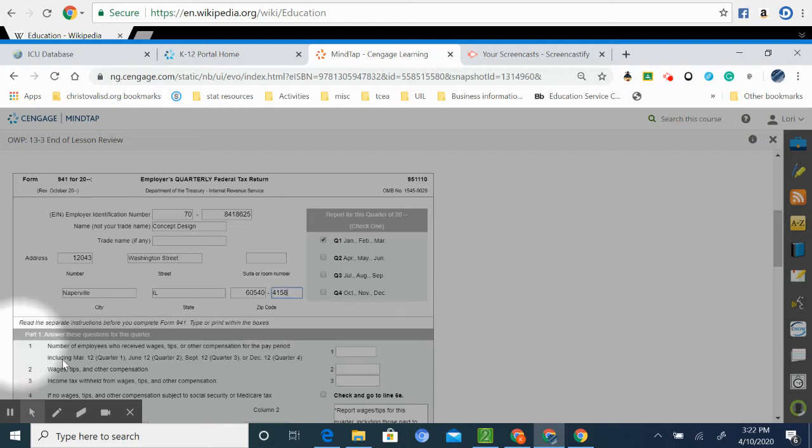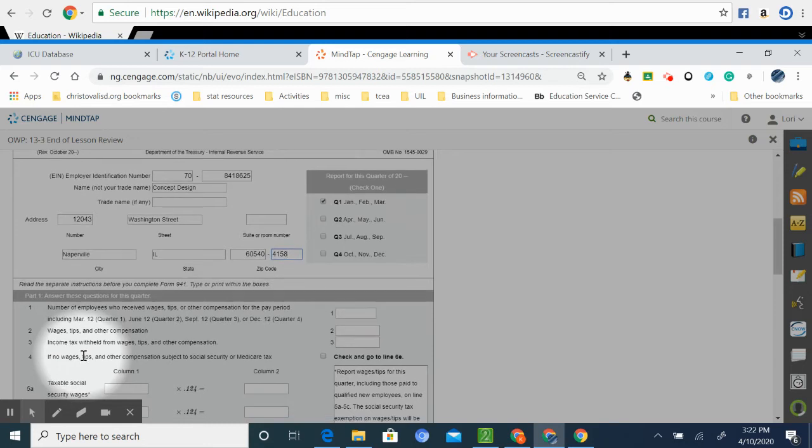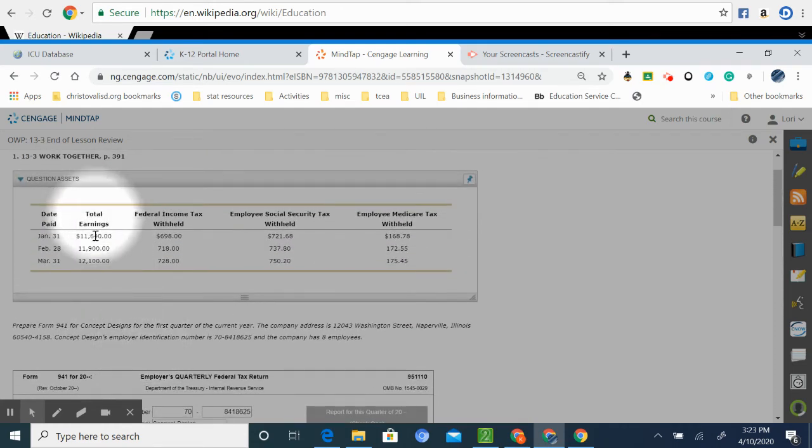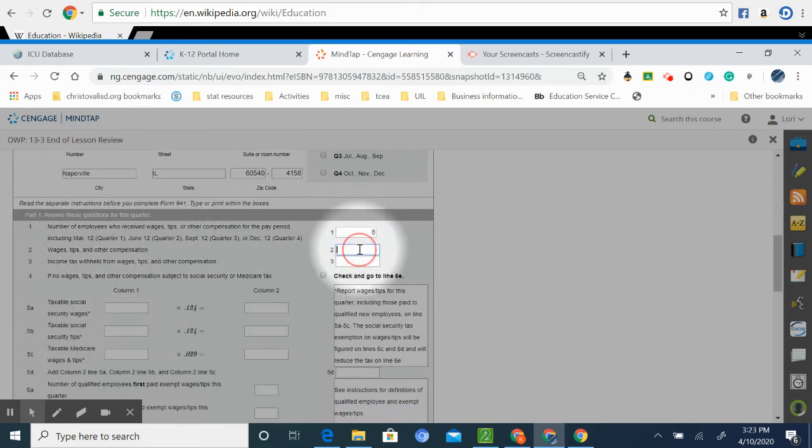4158. And one nice thing when you're filling out any government form, it will tell you straight out what you need to do in the words. So read the words and see what it's asking for. Number of employees. So it told us we had 8. Wages, tips, and other compensation. So we need to go up here to the total. That's your earnings. So we're going to add these 3 numbers together. And that total is $35,640 and 0 cents.